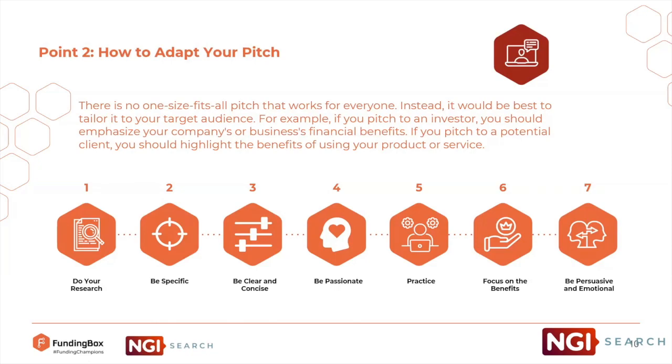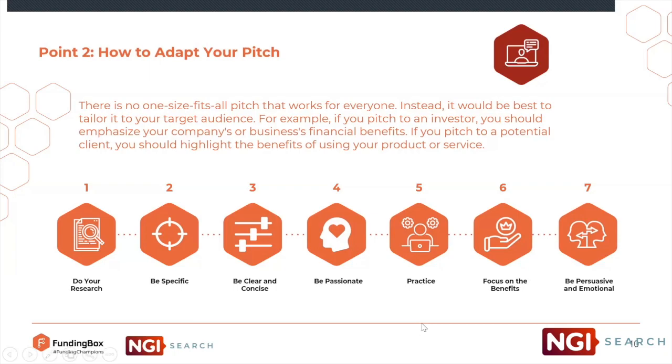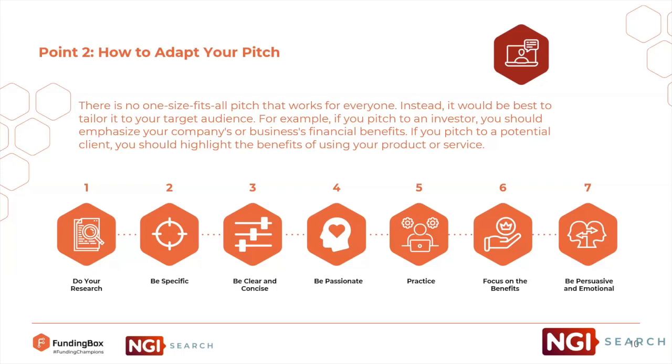So what we are sharing here are 7 steps, 7 points to be applied. The first, do your research. Try to be specific, be clear and concise, absolutely be passionate. We will see how we can be passionate in a few moments. Practice, that's for sure. Be focused on the benefits, and be emotional and be persuasive. It's similar to being passionate, but it's not exactly the same, and we'll see why in a few slides.